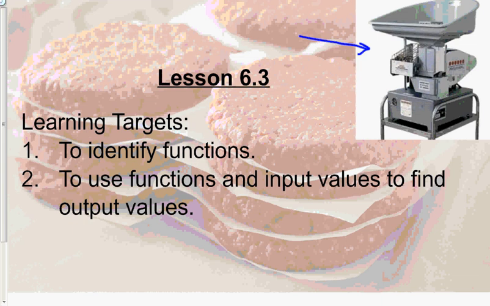It's a great example. You input a bunch of ground beef and the output is patties. That's it. Doesn't come out with anything else. It's a function because for one input you'll get one output. Okay? Remember, for functions, if you put in one thing and you get more than one output, then it's not a function anymore. So we're going to work with that today.